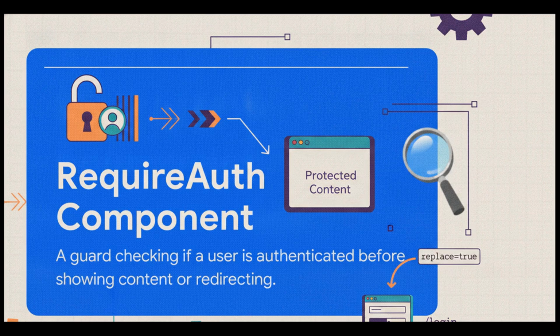Oh, and here's a massive pro tip. When you use that Navigate component, make sure you use the replace property. What that does is it replaces the current entry in the browser's history stack. That way, if the user hits the back button, they don't get trapped in some maddening infinite loop trying to load a protected route they don't have access to.